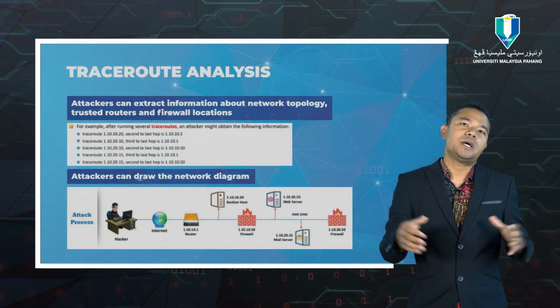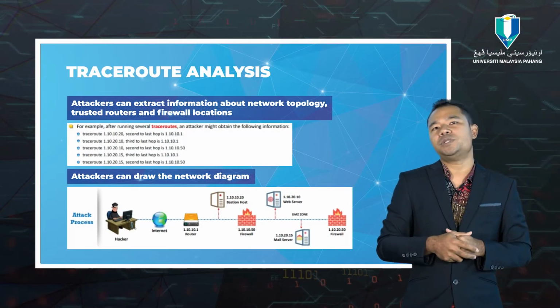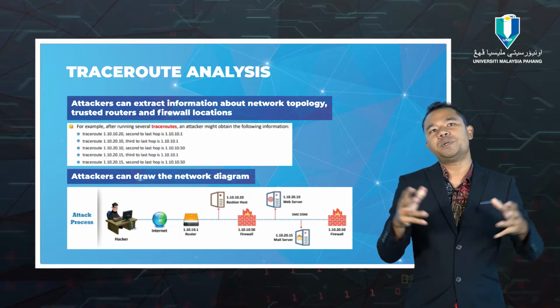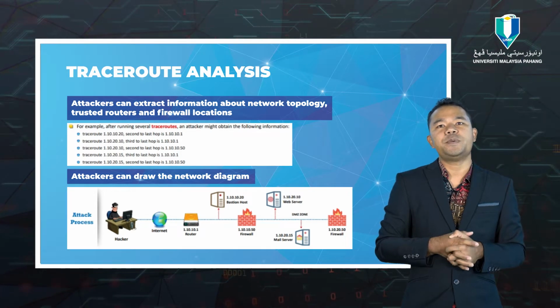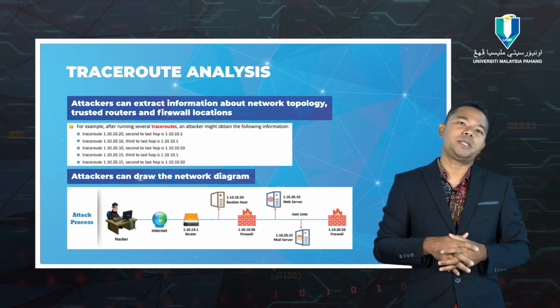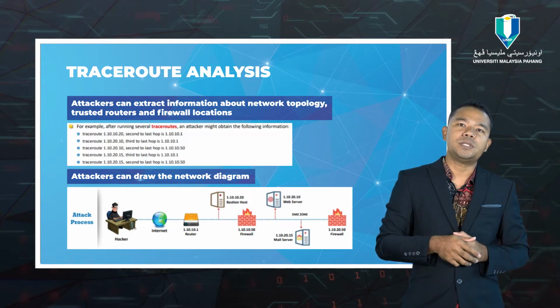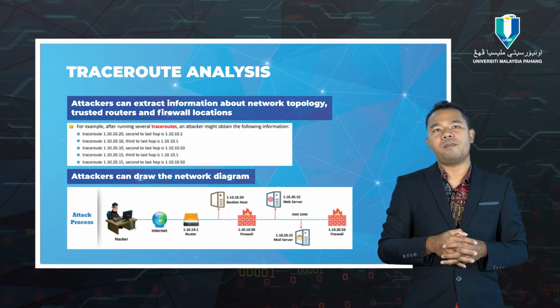Traceroute analysis. Attackers conduct traceroute to extract information about network topology, trusted routers, and firewall locations. For example, after running several traceroutes, an attacker might obtain the following information. This is an example of the attack path from the internet, hacker, router, to the firewall and the mail server.